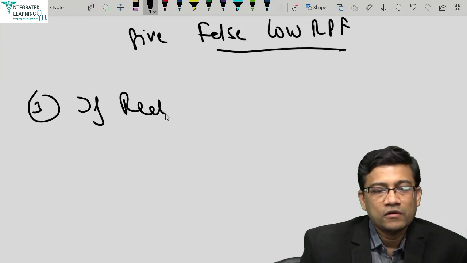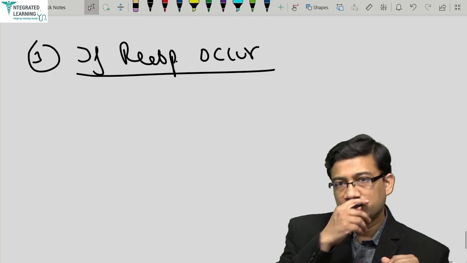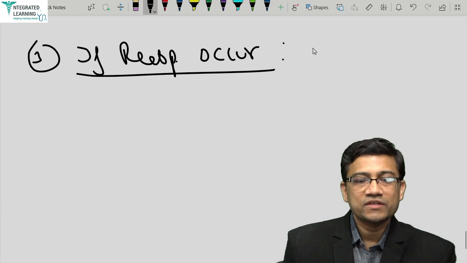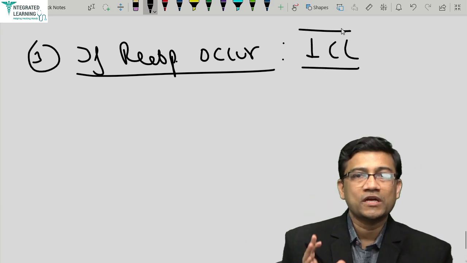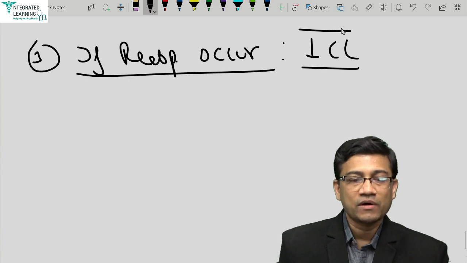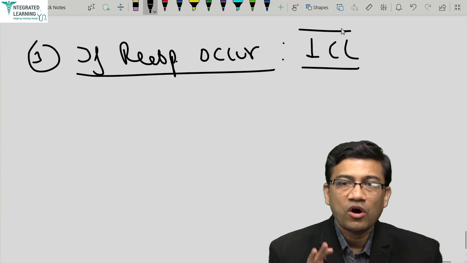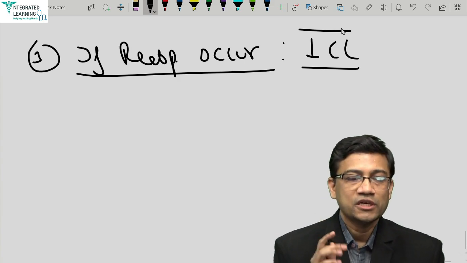Now write number 3. If reabsorption occurs, then what will be the effect of that? Obviously the clearance decreases. Why? Because whatever you cleared by filtration goes back to plasma. What is clearance? Removing from plasma. What is reabsorption? Going back to the plasma. So it is the anti-process of clearance, and that is why it causes a reduction in the clearance. So that is why it decreases.